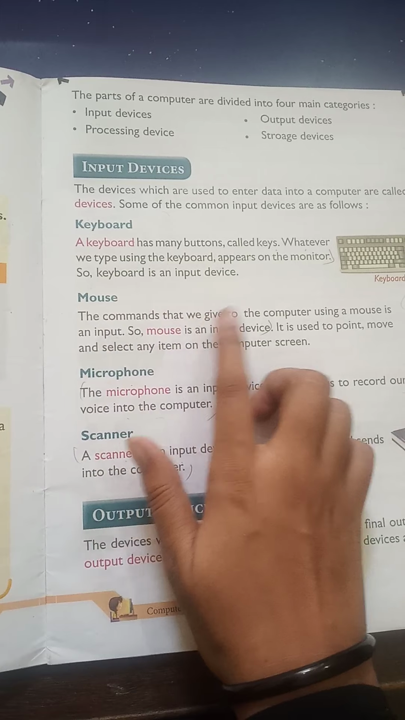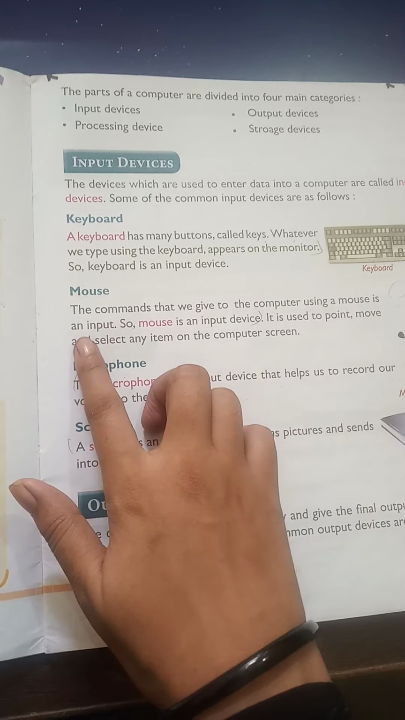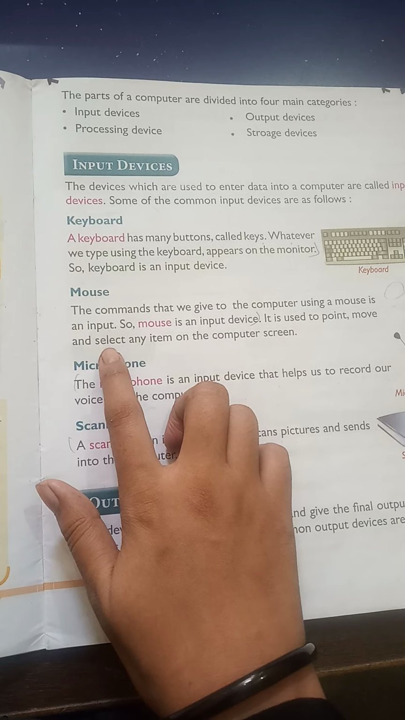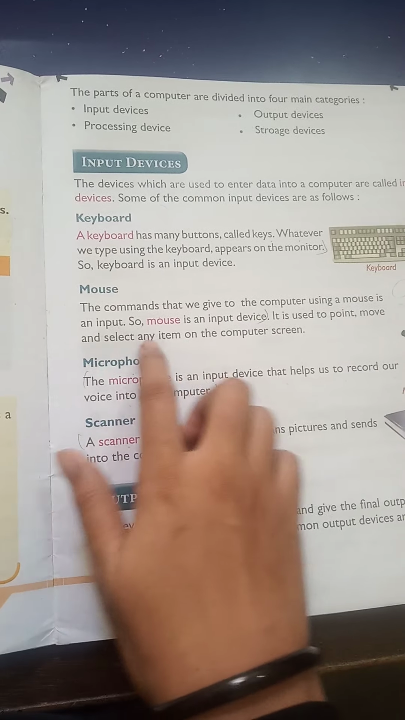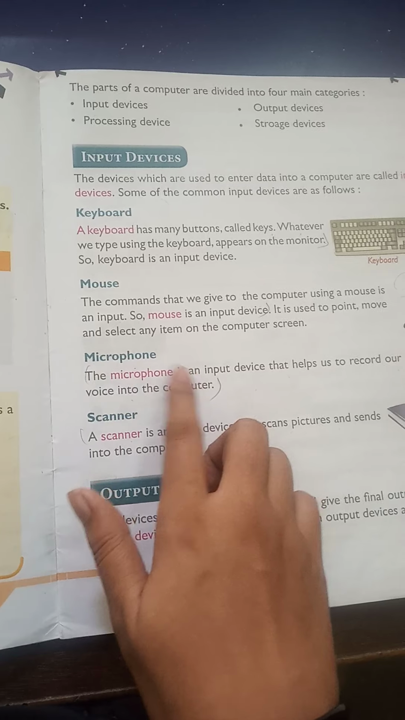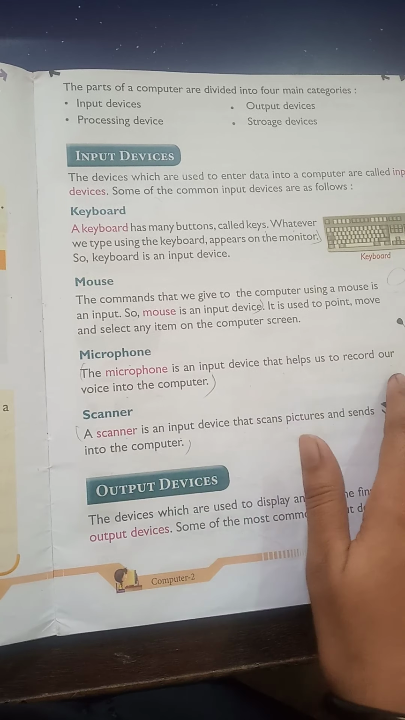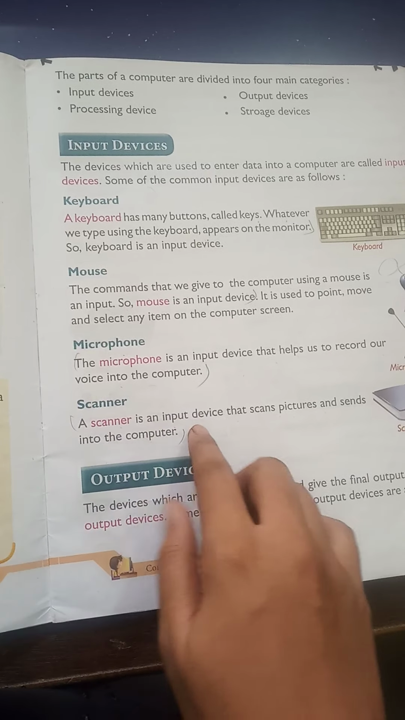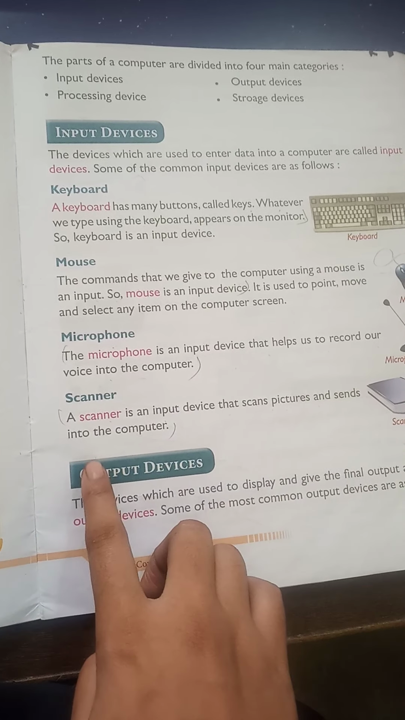Mouse: the command that we give to the computer using a mouse is an input, so mouse is an input device. It is used to point, move and select any items on the computer screen. Microphone: the microphone is an input device that helps us to record our voice into the computer. Scanner: a scanner is an input device that scans pictures and sends them into the computer.